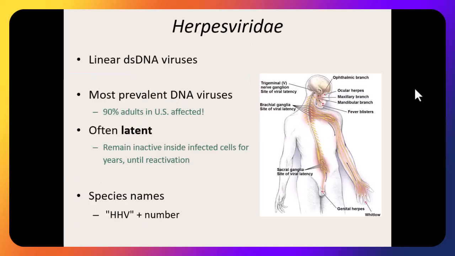Which is why it's the largest portion of today's lecture. Again, they're all double-stranded DNA. They're the most prevalent of DNA viruses. There are 8 strains that can infect humans, and there's still even some slight variations of each of those. They say about 90% of adults in the United States are affected at some point in their life with a herpes virus. That's a lot. Others will say even higher than that, that there's no way you could escape your life without getting a herpes virus at some point.